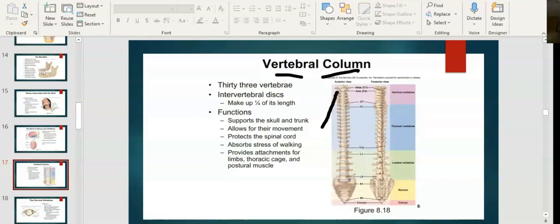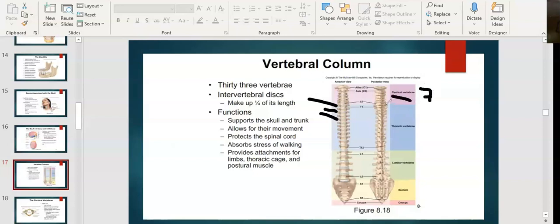Vertebral column. It's called vertebral column because every single bone that you have in here is going to be a vertebra. This is a vertebra, this is a vertebra, this is a vertebra. So all of them are going to be vertebrae. We have vertebrae in our neck. They are going to be called cervical vertebrae. There are going to be 7 of those.